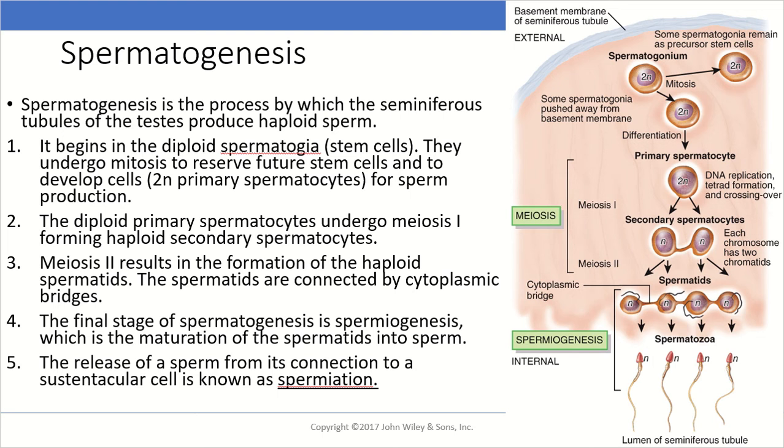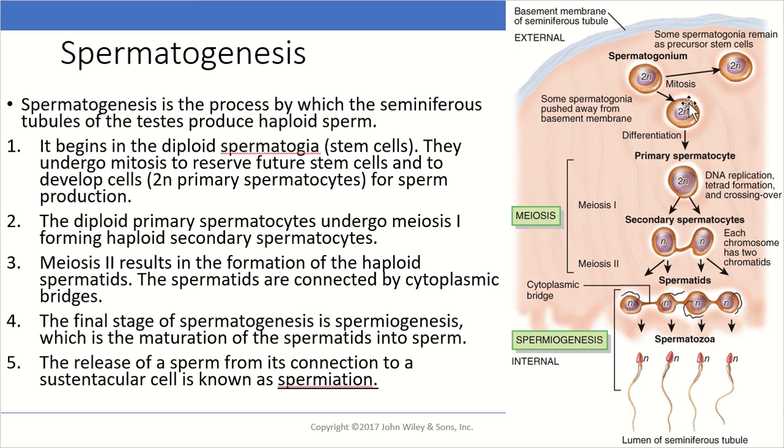So, in the first step, it begins with our diploid spermatogonia. Up here we've got our stem cell. This is going to undergo mitosis, so that we're going to have two of our spermatogonium, so we're going to have two of these. One can be saved for later so that we can continue to have sperm cell production, and then one is going to differentiate. So after this mitosis occurs, we have our reserve future stem cell, as well as a cell that can be developed into a secondary spermatocyte for sperm production.